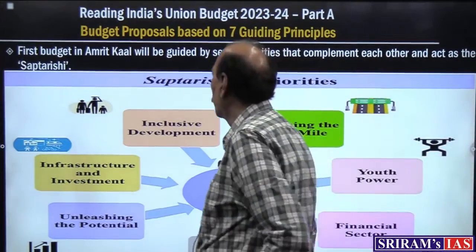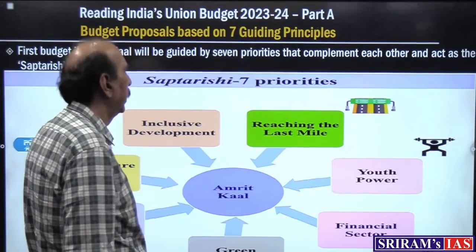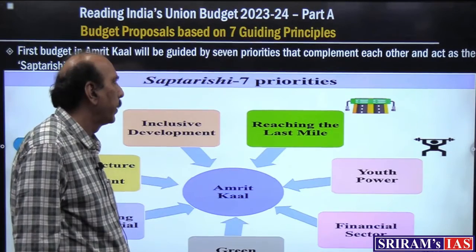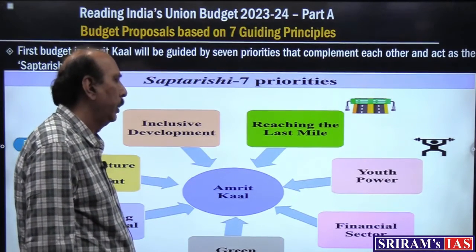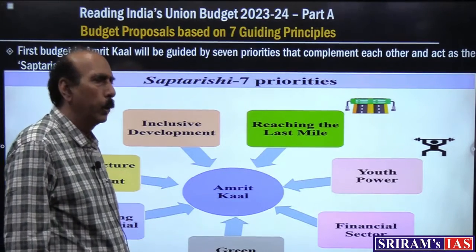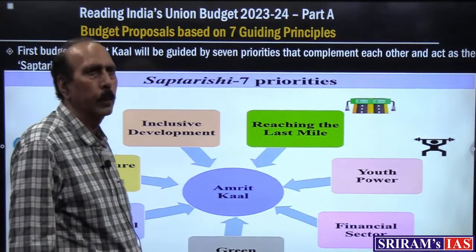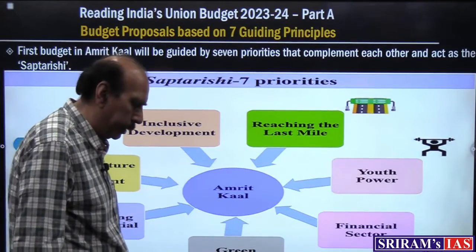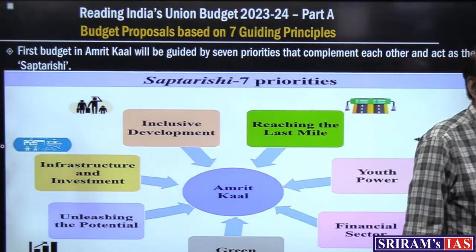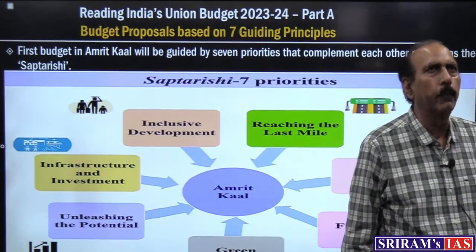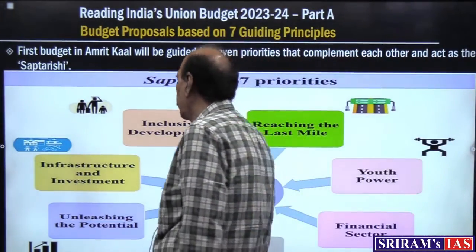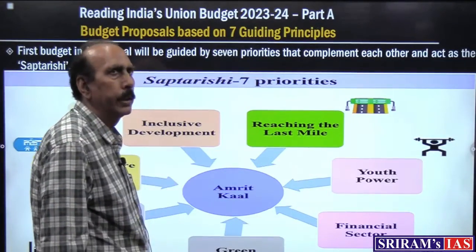Now, to achieve the vision set by the government for the Amrit Kaal, the 7 priorities are identified in the budget. And these 7 priorities, I hope, will continue in the subsequent budgets also. You see that in all these 7 priorities, the government has taken care of the concept of sustainable development. We have already adopted it as a part of our agenda for development.